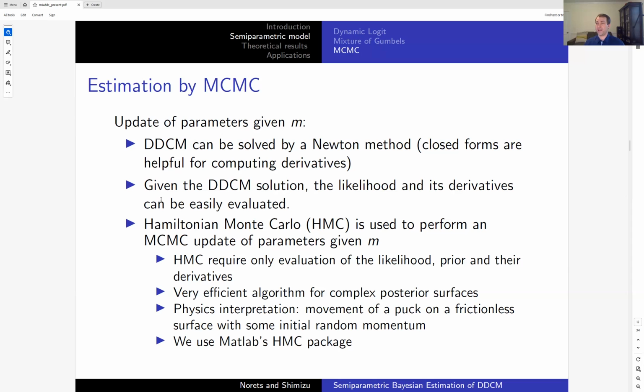Unfortunately, we cannot use something like Stan because we have to solve the dynamic program. So we ended up using the MATLAB HMC package for performing this Hamiltonian Monte Carlo update conditional on a fixed number of mixture components.